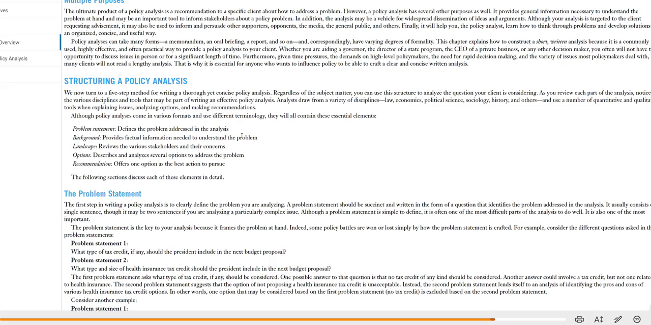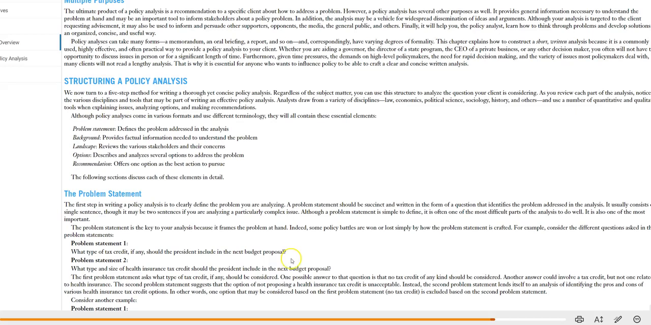Then you will go into the landscape of your topic. And this is where you review the various stakeholders and their concerns. And you do need to be very specific. And remember, when it comes to your outline and paper, I expect in-text citations, you need to clearly indicate where you retrieve the research you are presenting from. And of course, you must include a reference list.